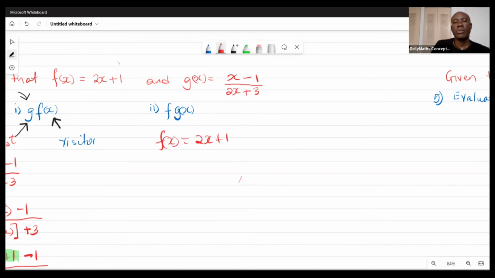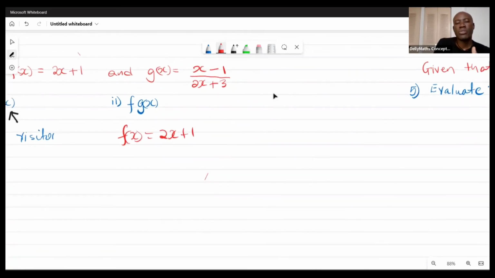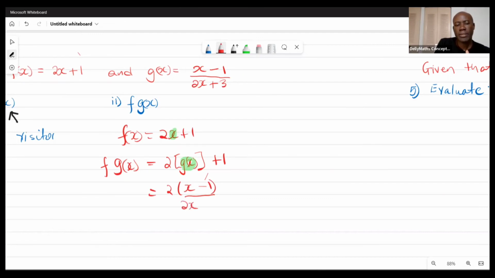And then what I'm going to do is I am going to now write the question, f of g of x, which means that the g function will now take the place of the x in the f function. So you could see I'm putting the g function at that spot right there. Then we're going to represent the g function for what we know it is. So we'll have a 2 there. What is the g function? The g function is actually, I'm going to introduce a bracket there, x minus 1 all over 2x plus 3. And then there is a plus 1 at the back.